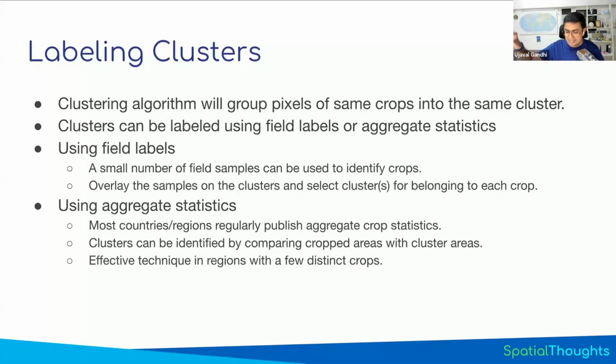So say in my crop statistics, in this region, the highest area for the crop was corn, and that means that the cluster with the highest area in my map is corn. And this means if you have just aggregate statistics for a region, you can now map all the crops in that region. Okay, let's see how this works.